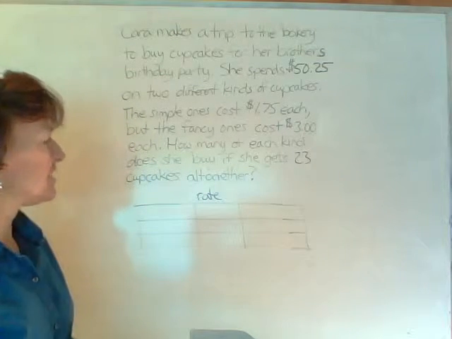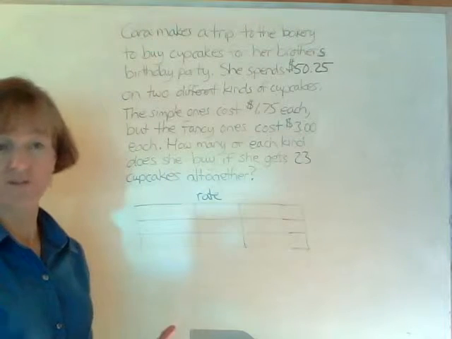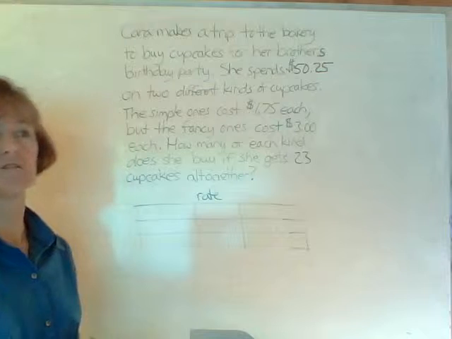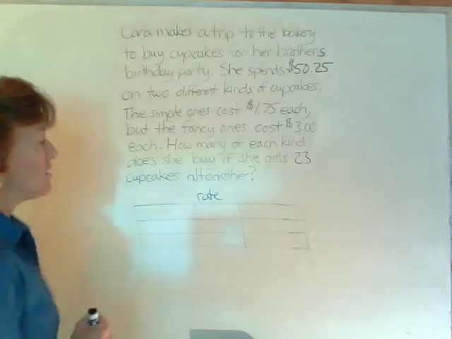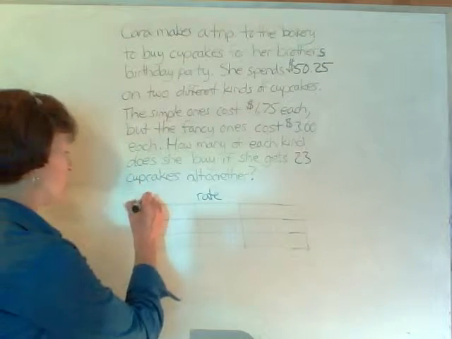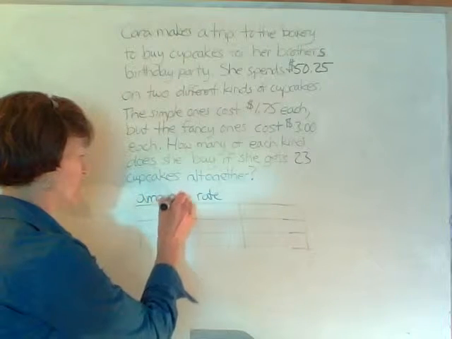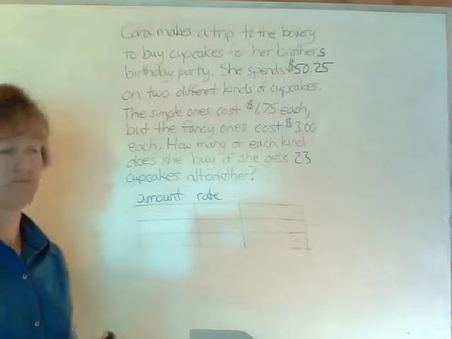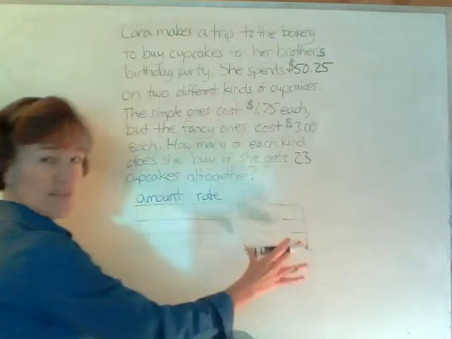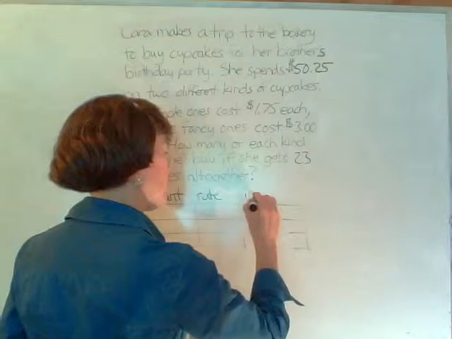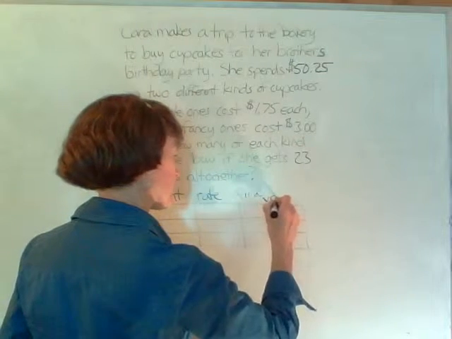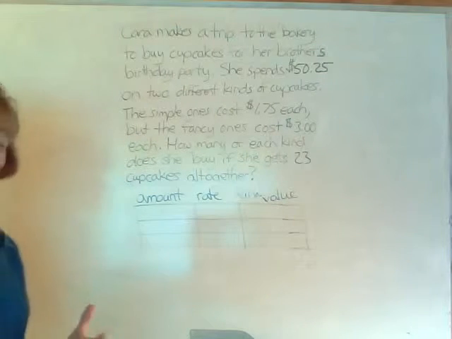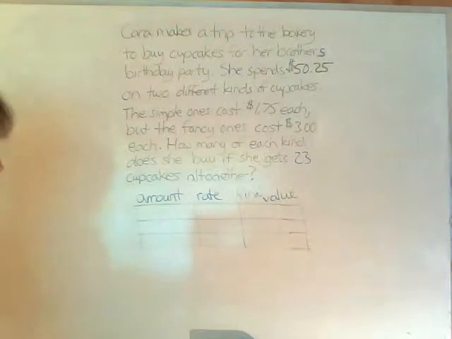A rate is a combination of units, a fractional set of units. For example, a percent, or dollars per pound, or dollars per dozen, something like that. This is my amount column, and that's just what it says. It's how much of each do you have? And then I like to call my last column my final value column.